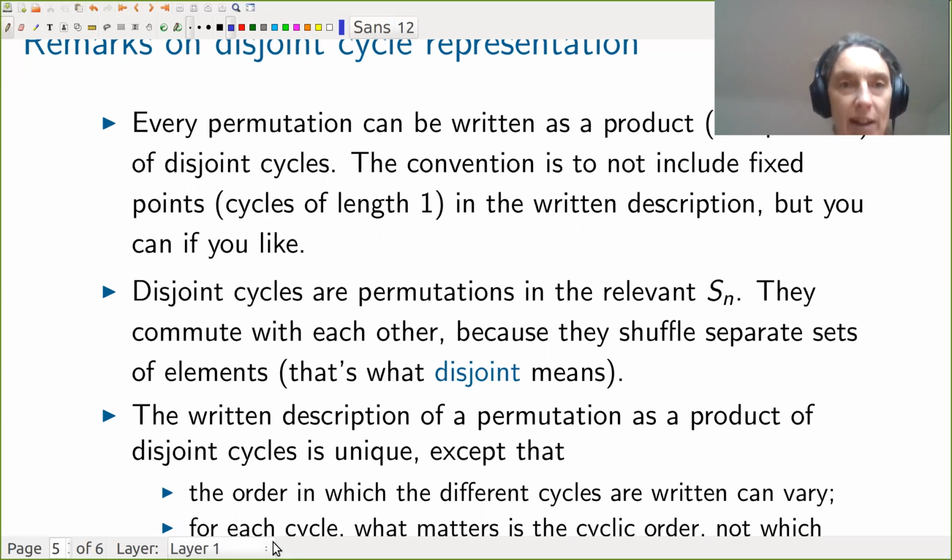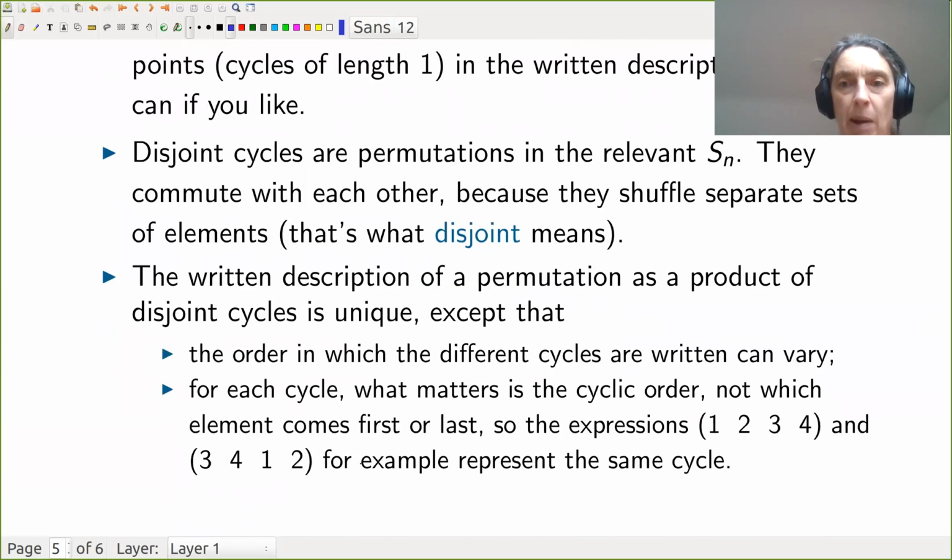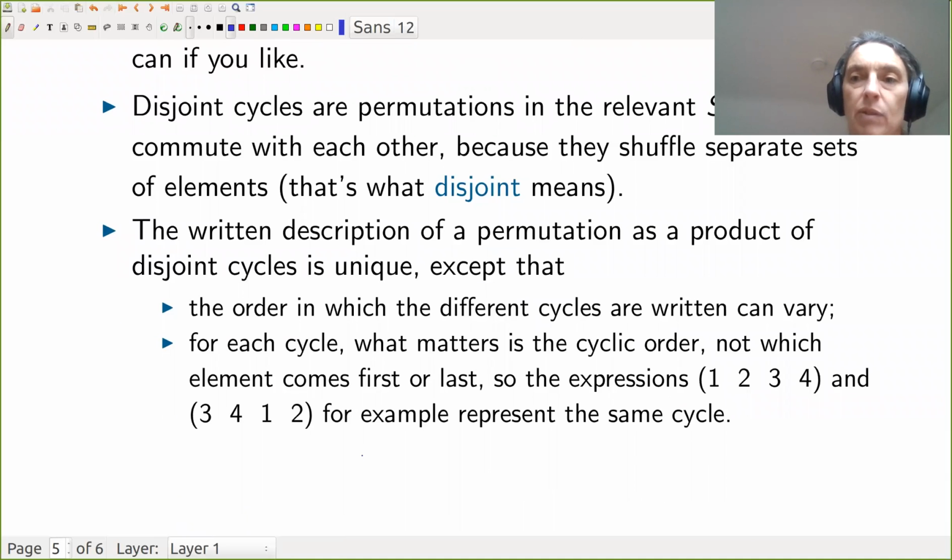Final remark: the written description of a permutation as a product of disjoint cycles is unique, except for two things. You can change the order in which the separate cycles are written because they commute with each other. And within each cycle, what matters is not which element comes first, but just the cyclic order.